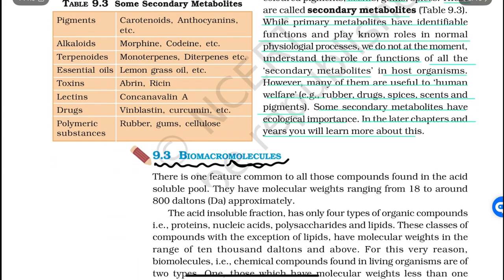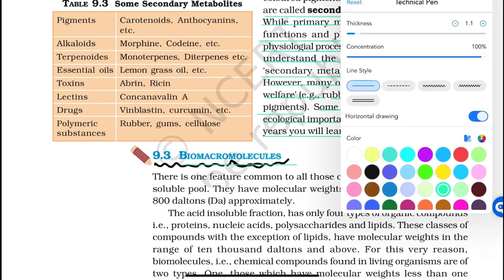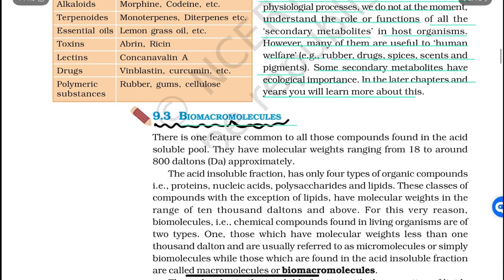Next heading is biomacromolecules. There is one feature common to all those compounds found in the acid soluble pool. They have molecular weights ranging from 18 to around 800 Daltons approximately. The acid insoluble fraction has only four types of organic compounds. It means proteins, nucleic acids, polysaccharides, and lipids. These classes of compounds, with the exception of lipids, have molecular weights in the range of 10,000 Daltons and above.